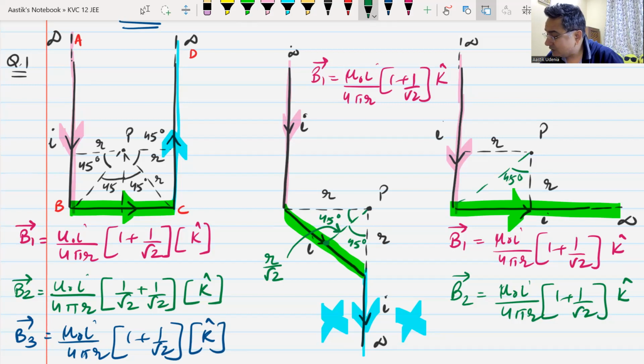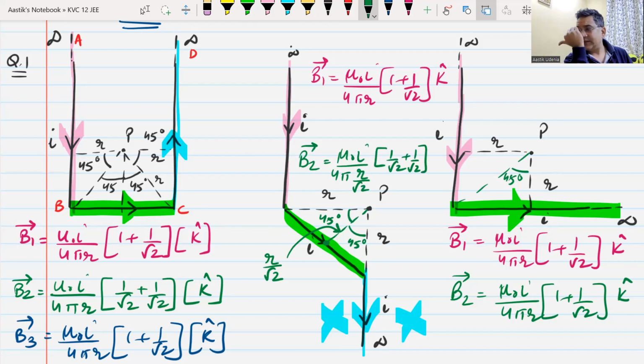The magnetic field created by the green wire, B2, will be equal to mu naught I by 4 pi. Remember, the value of r is not r, it is r by root 2. Both the angles are 45, so 1 by root 2 plus 1 by root 2. The only thing left is the direction. The wire is like this, the point P is here, and the direction comes right towards me, in the direction of K. That is the answer for this one: mu naught I by 4 pi r by root 2, times 1 by root 2 plus 1 by root 2, times K.